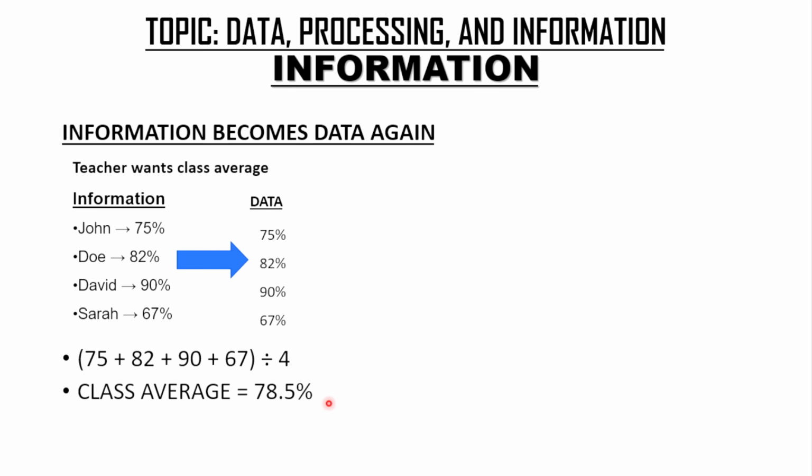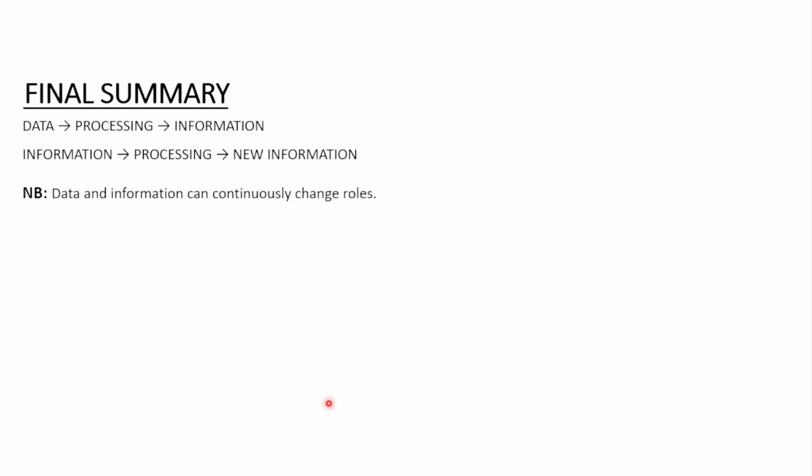I hope you are getting it now, how data can become information and vice versa, right? So the important idea to remember here is this: data can become information, and information can later become data again. It all depends on what the computer or user is trying to achieve, right?